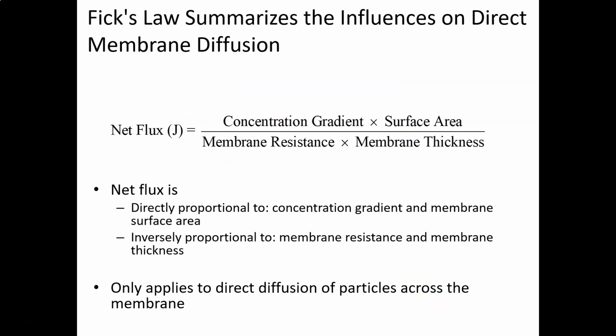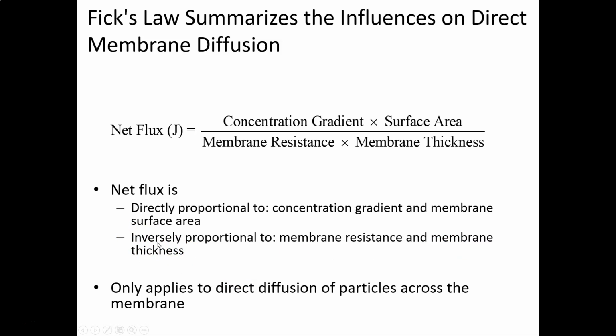So to summarize this, the net flux is directly proportional to the concentration gradient and the membrane surface area. Right? We saw if we increase the concentration gradient, the difference between one side and the other, flux went up, and if we increase the membrane surface area, flux goes up. But the net flux is inversely proportional to membrane resistance. If resistance goes up, flux goes down, and the same for membrane thickness. If thickness goes up, flux goes down.